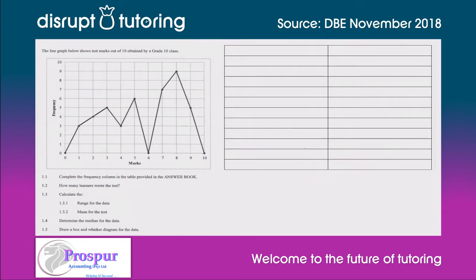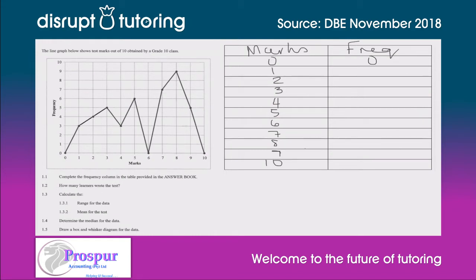Right, so in column 1, we're going to use our values on the x-axis. So we're going to write marks. And what options do we have? So we've got marks from 0, then 1, then 2, then 3, then 4, 5, 6, 7, 8, 9, and 10. Right, so now we need to say how many learners in that grade 10 class got the following marks. So how many learners got no marks? So it would be 0. So I'm going to write your frequency. You write out the full word if it hasn't been written for you.